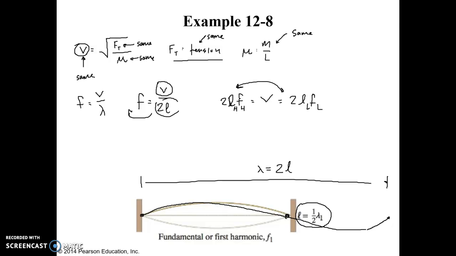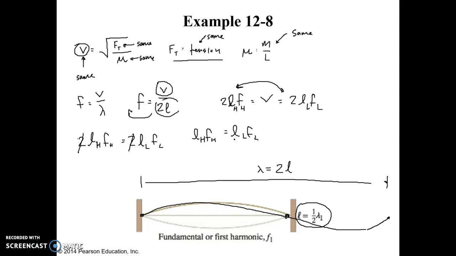It's just kind of like if A equals B and B equals C, then A equals C. So essentially, I've just said that 2 L sub H, the high length of the string, times F sub H, the high frequency, equals 2 times the low length of the string times the low frequency. I can just divide both sides of this equation by 2 to get rid of that 2. So I've got this relationship of L_H F_H equals L_L F_L.